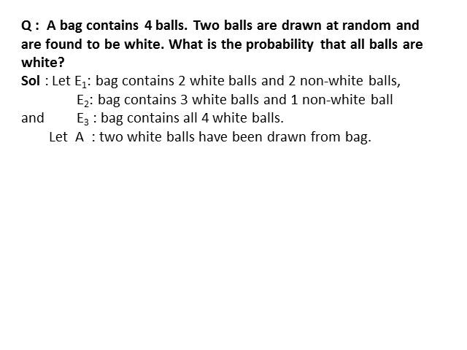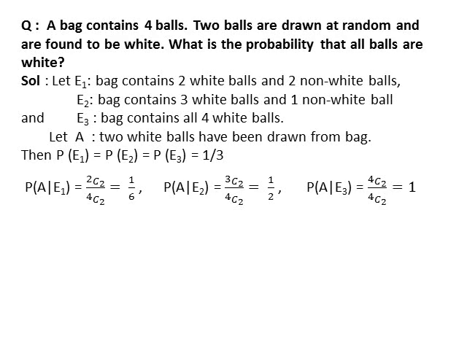And A be the event that 2 white balls have been drawn from bag. Now, P(E1) equals 1 by 3, P(E2) equals 1 by 3 and P(E3) is also equal to 1 by 3. Then P(A given E1) equals the probability that 2 balls drawn are white given that bag contains 2 white and 2 non-white balls.